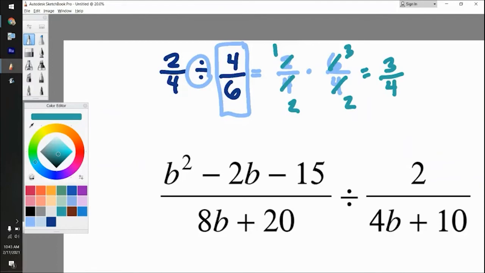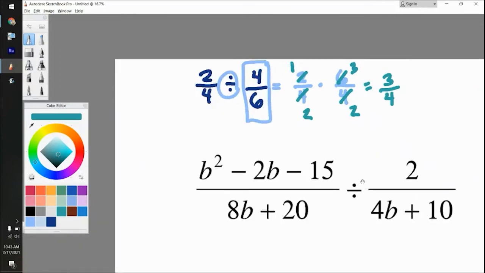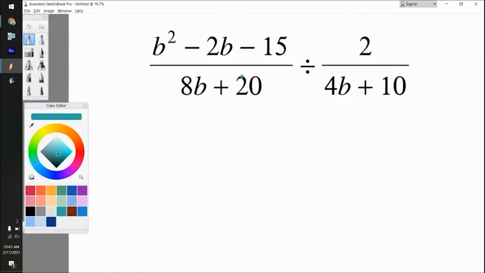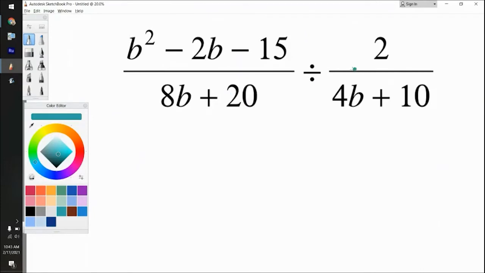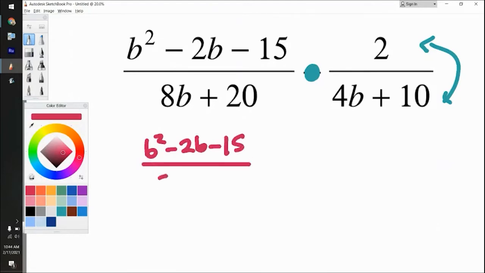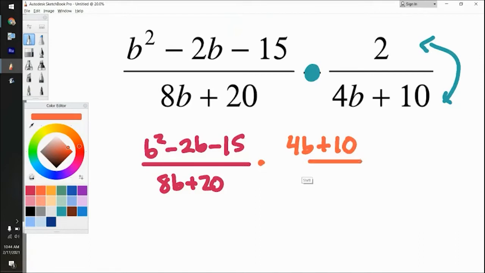Okay. It is the same exact rule for dividing rational expressions. You want to multiply by the reciprocal. So right away, what I would do is change this to a multiply and then flip this. So you're going to end up with b squared minus 2b minus 15 all divided by 8b plus 20 times 4b plus 10 over 2.